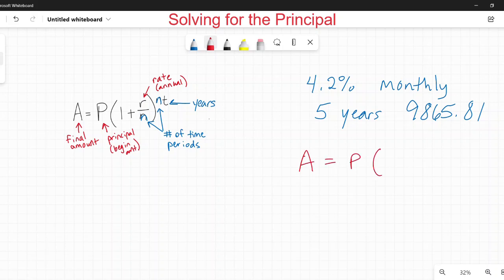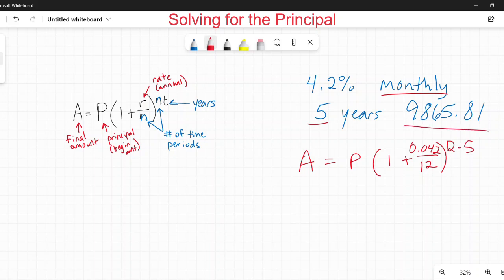We plug in everything that's given to us, and then we solve for what's left. First, we have our interest rate, 4.2%. We write it as a decimal, 0.042. It is compounded monthly. There are 12 months in a year, so our N is 12 time periods in the year. It is over the course of 5 years. So my T is 5.